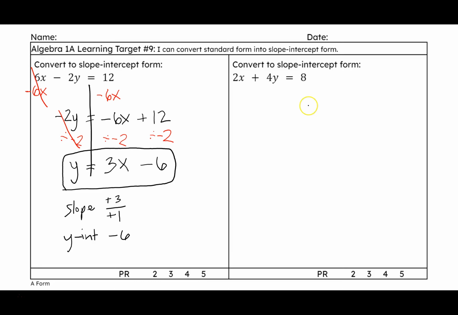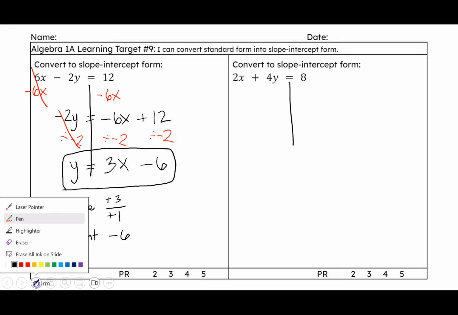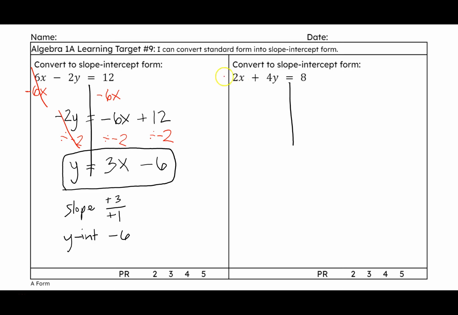All right, let's try the next one. I'm going to do the same thing. I want to isolate y. I want to get y all by itself. So I need to get rid of the x component. I'll move that over, and then I'm going to need to get rid of that 4. So let's deal with the x part first. I have 2 x's here. I'm going to take them away from both sides because that will cancel out.